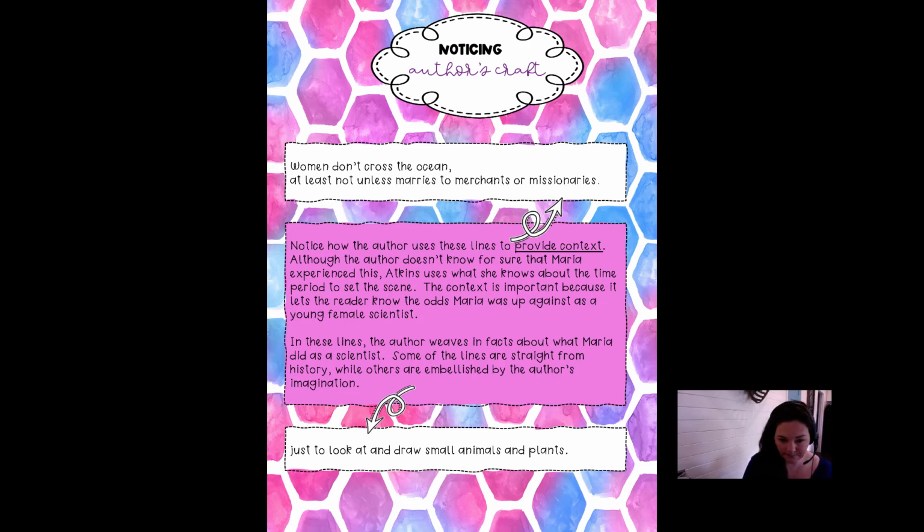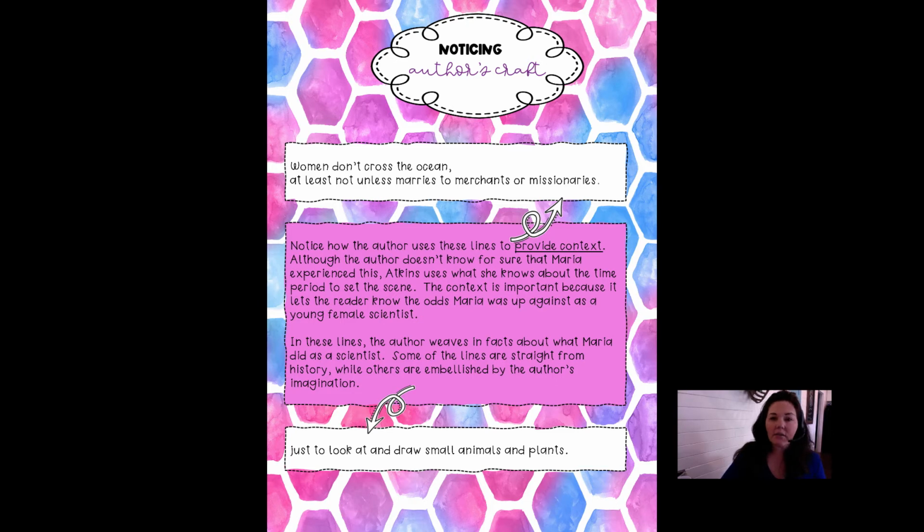In these lines below, "just to look at and draw small animals and plants," the author is weaving in facts about Maria, about what Maria did as a scientist. And some of the lines are drawn straight from history and straight from that research, and others get embellished a little bit with the author's imagination. There's a lot more going on in that mentor poem, but those are really the 2 things that I want you to pay attention to.